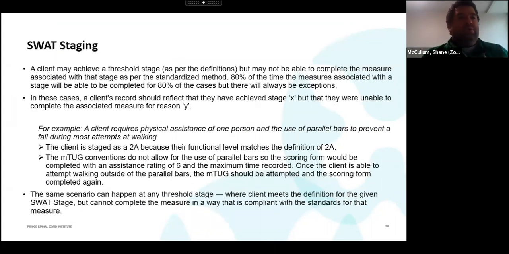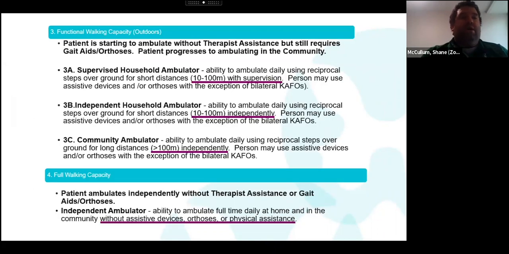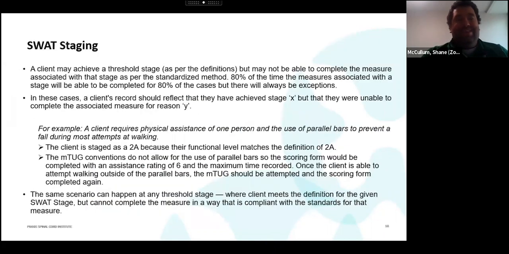So just to mention that, we'll go to the next slide. Someone may achieve a threshold stage as per the definitions, but may not be able to complete the measure associated with that stage. About 80% of the time, the measures associated with the stage will be able to be completed, but there are always exceptions. So in these cases, you should still mark that they achieved that stage, but include the reason why they were unable to complete the outcome.